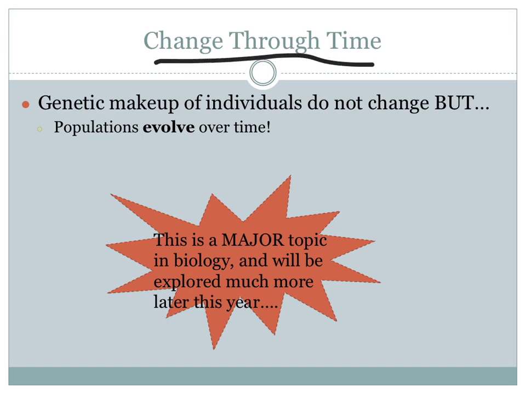I do want to point out now is that individuals cannot change over time, okay? So like you as you are, you're not going to magically sprout wings and begin to fly. You cannot change over time genetically, but the genetic makeup of the human population can change over time. So populations evolve, not individuals. And we're going to explore this much later in time, okay?